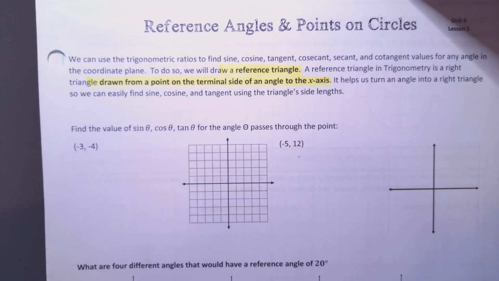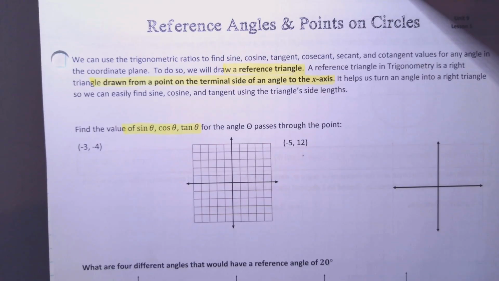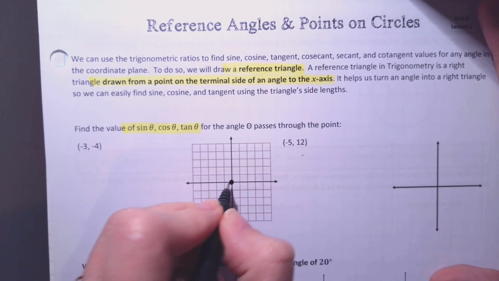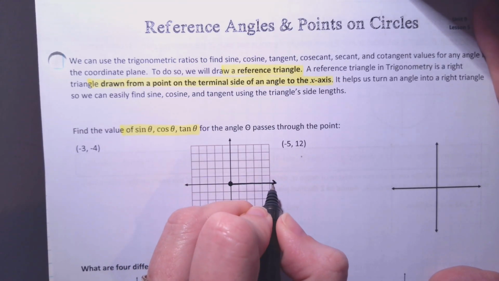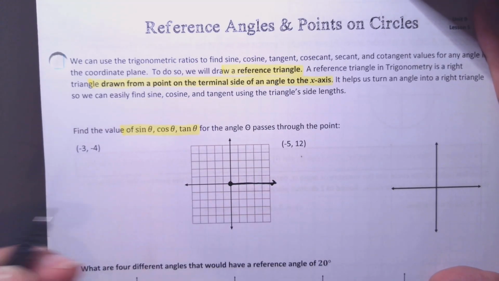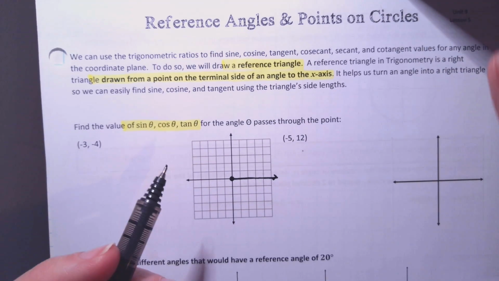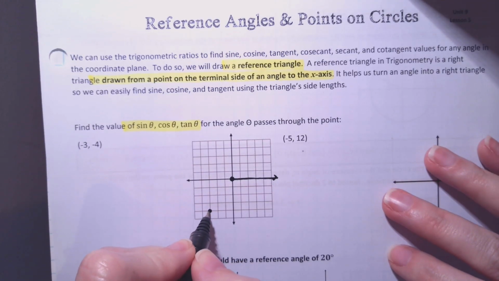So looking at the first one, it asks us to find the sine, cosine, and tangent, so just the three OG trig ratios for angle theta that passes through the following point. First thing I'm going to do is put my vertex at the origin so I can get this angle in standard position. Its initial ray will be on the positive x-axis, and then the terminal ray is going to be the one that passes through the point -3, -4. -3, -4 is right here.